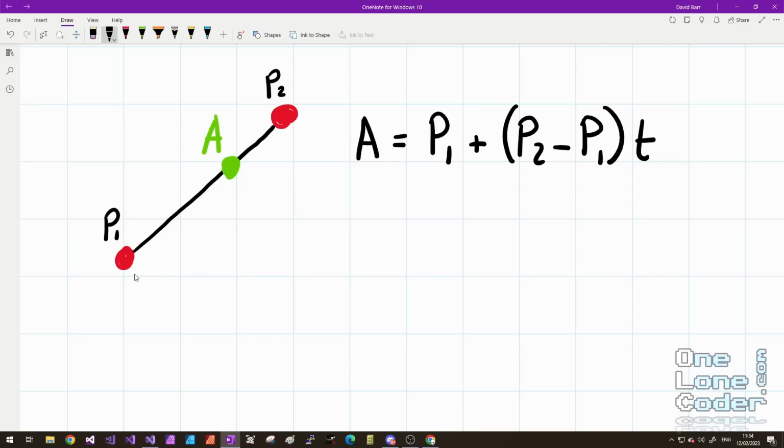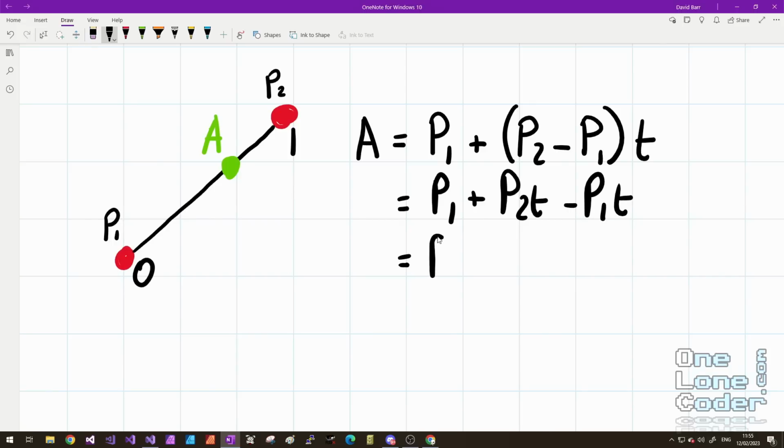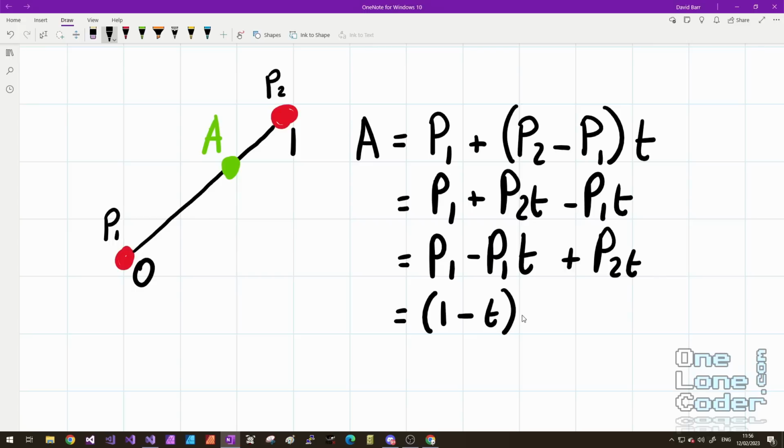Now, this format always assumes that we start at 0 and we end at 1 for t. But I want to rearrange this slightly, just to illustrate a different way of thinking about t. I'm just going to expand out these brackets: P1 plus P2t, take P1t, rearrange, so now we've got P1 take P1t plus P2t, and finally take the t out, so this would be 1 minus t P1 plus, and I'm going to write it a bit strangely, t P2.